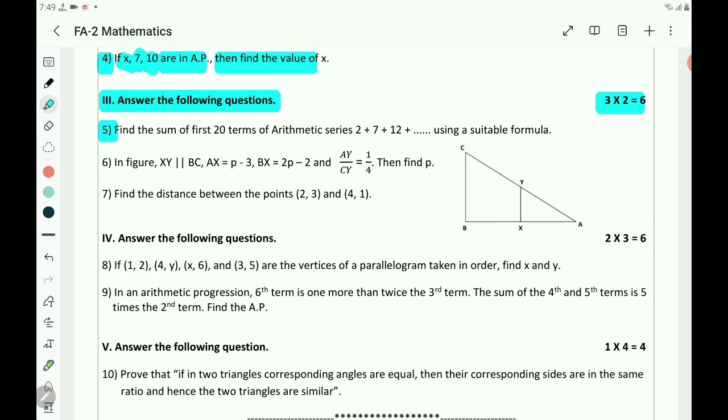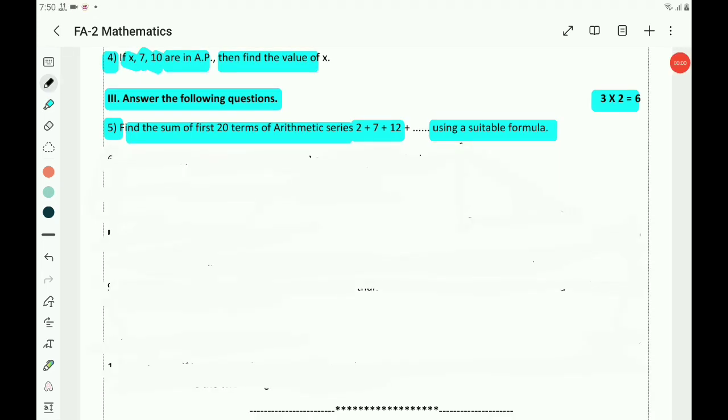Fifth question, find the sum of first 20 terms of the arithmetic progression 2 plus 7 plus 12 plus so on, using a suitable formula. Here you write the given progression or given series. Find the value of a and also the value of d by using the formula to find the sum of n terms of AP. Sn equals n by 2 into 2a plus n minus 1 into d. Find the sum of 20 terms. Write the progression first.